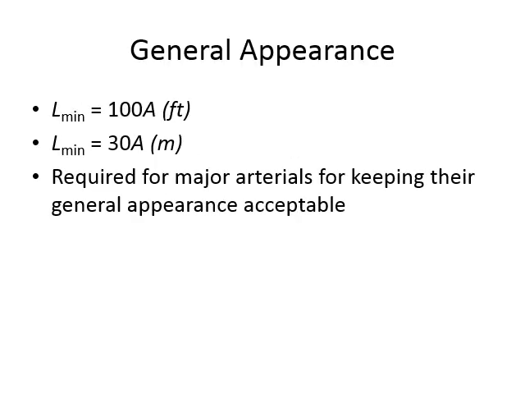And this is for the general appearance criteria. Again, a too sharp sag curve does not look good. So in areas where the aesthetic aspect is also important, you can use the general appearance criteria as well. It's usually used for arterials, so that it looks good for the drivers and does not look too sharp for anybody who is looking from anywhere. The appearance criteria is that the minimum length should be 100 times A in feet or 30 times A in meters, where A is the absolute difference of gradient. So for a sag curve, you have to calculate three lengths and then select the best one.